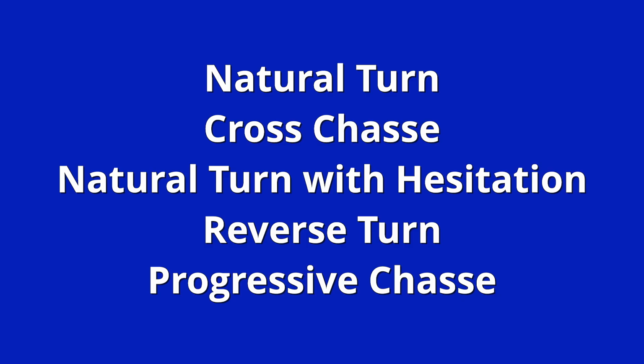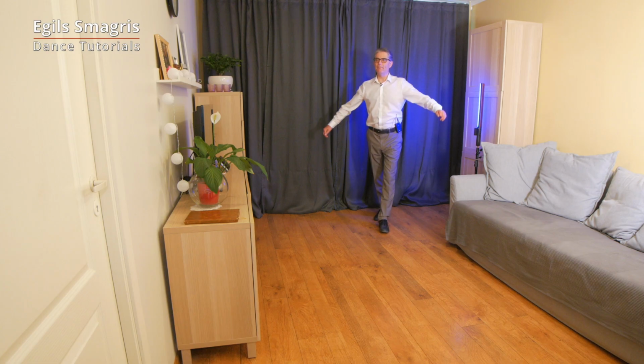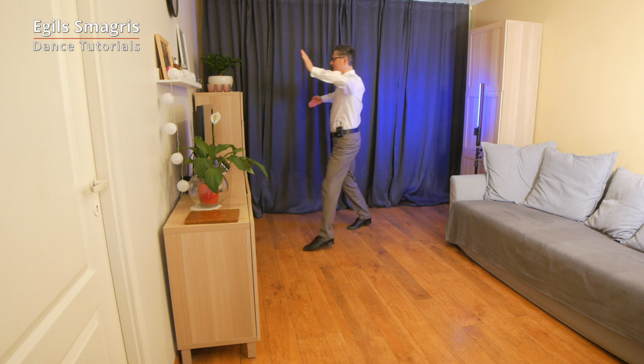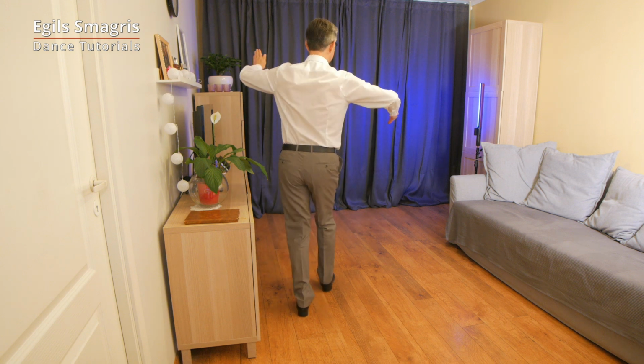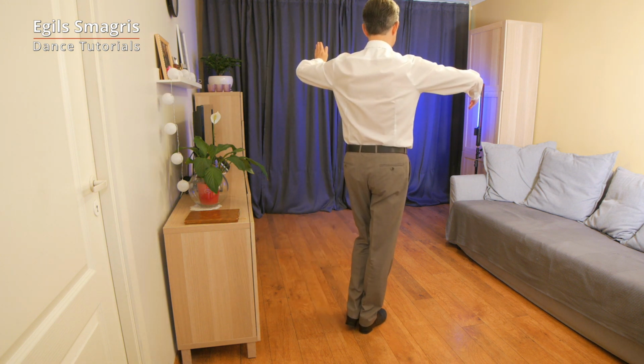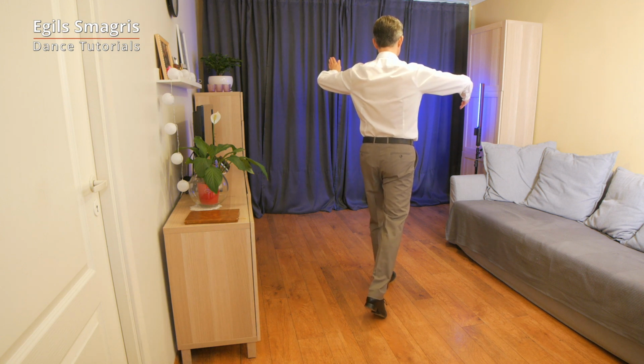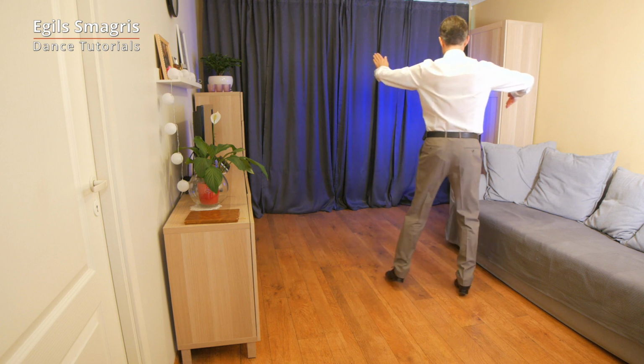And now we will do a routine: natural turn, cross chasse, natural turn with hesitation, reverse turn and progressive chasse. Man steps, man starts with right foot and dances natural turn, forward to side, close, back, small step to side, with left foot step forward, and we continue in cross chasse, to side, close.